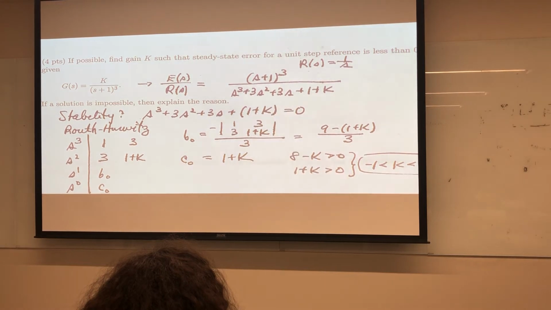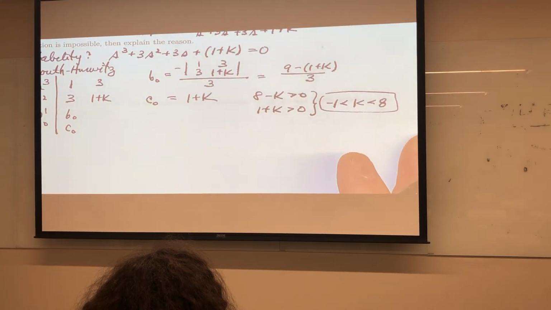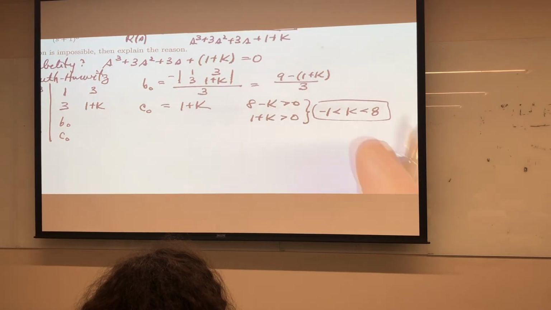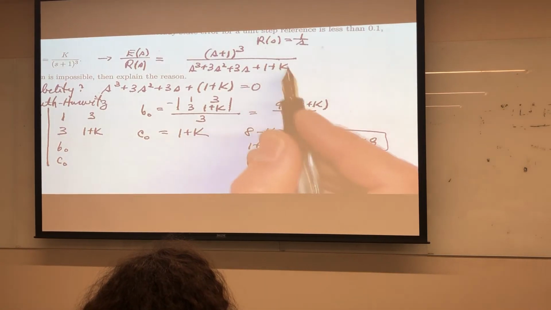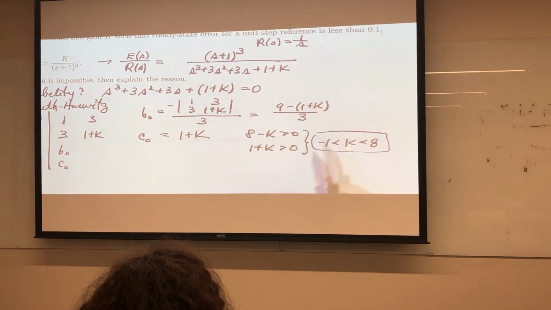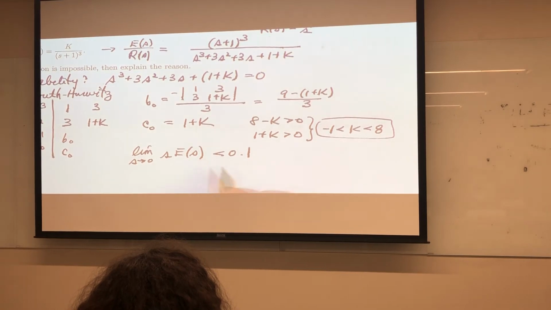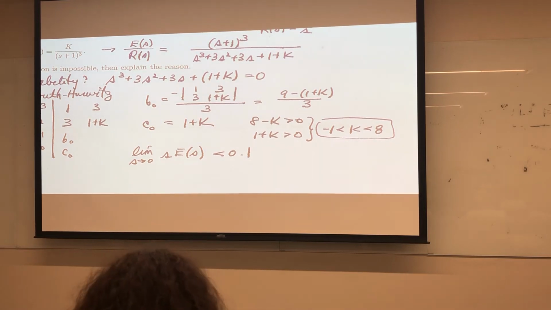Our error analysis says that we want all this to be less than 0.1. So we'll go through the process, and we can see what k needs to be. See, k is a variable here, and we just basically want the final value theorem equation. We set that up. We take the limit as s goes to 0 of s times e of s, and we want that to be less than 0.1. Okay? But here, k is going to be a variable inside this expression, and so we can solve for k and see if it falls inside this range.